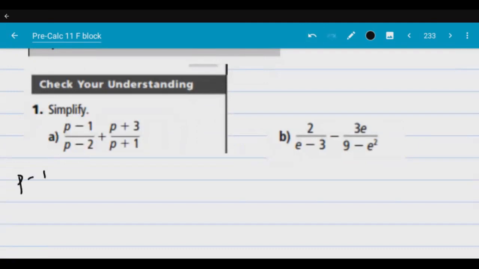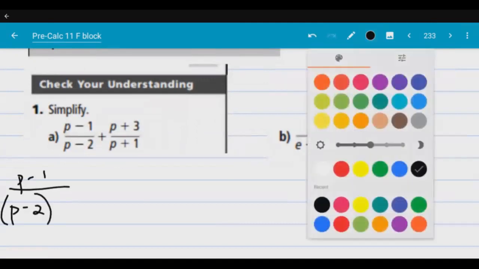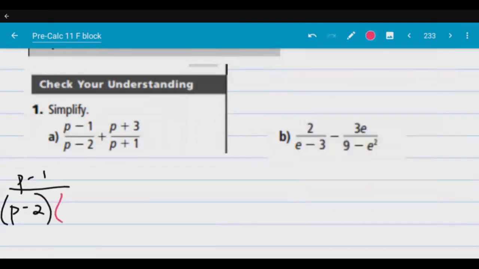So this is what I have at the beginning, but I need to have this as a factor in the denominator. So what I'm going to do is I'm going to multiply that by p plus 1. And as I do that, I have to multiply the top by p plus 1 also. Now take note, I need to put brackets here. Otherwise, I might make the mistake of thinking that it's just this one that is multiplied by p plus 1, and then it's going to be a problem. Okay?